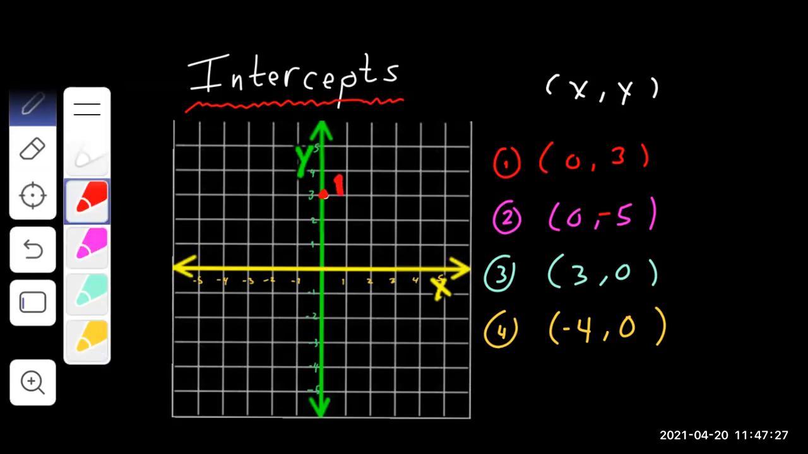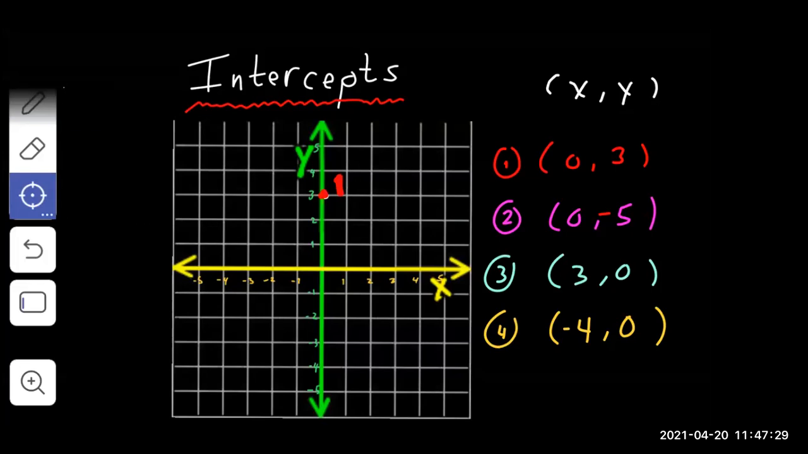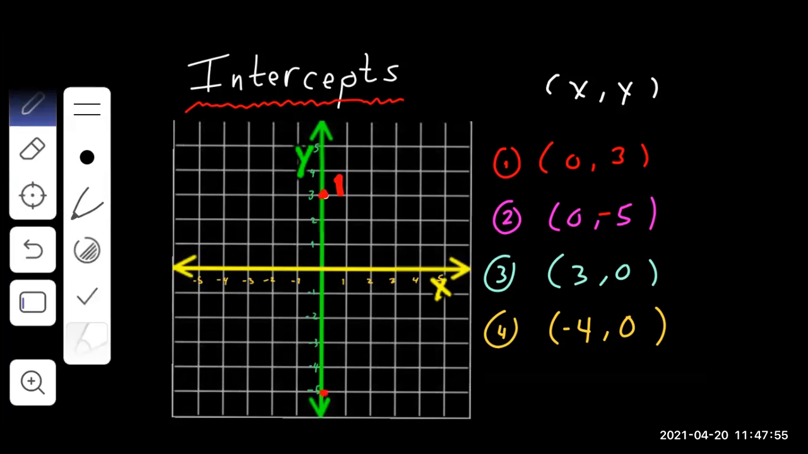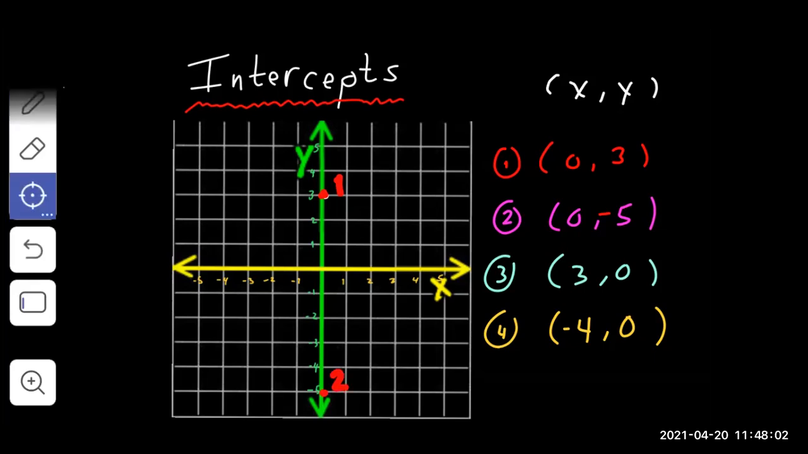Let's try to plot point number 2. Point number 2, guys, what is the x component? 0. 0 for x is here. And how many for y? Negative 5. Negative in y means moving down or up? Down. Okay, negative 1, negative 2, negative 3, negative 4, negative 5. Here is going to be the next point, negative 5. And that is point number 2. All right, we are just representing these points.